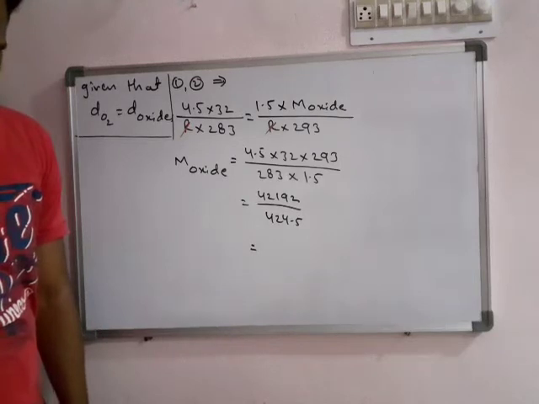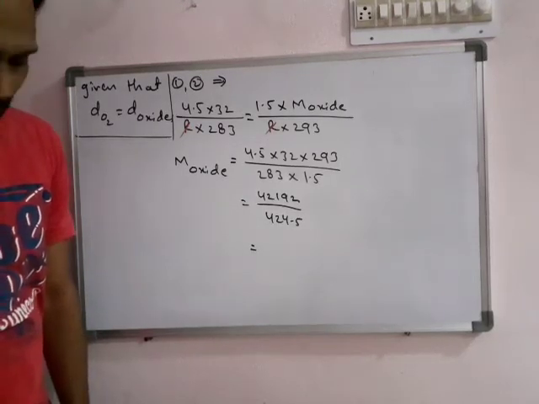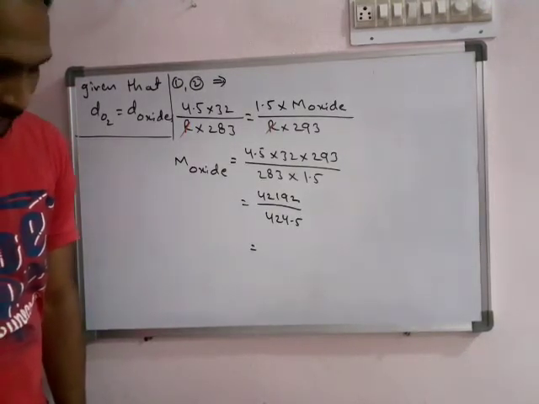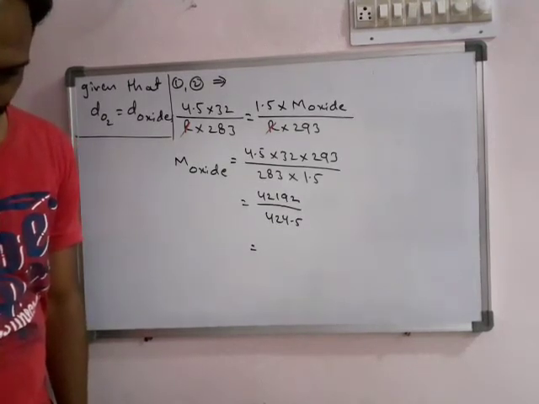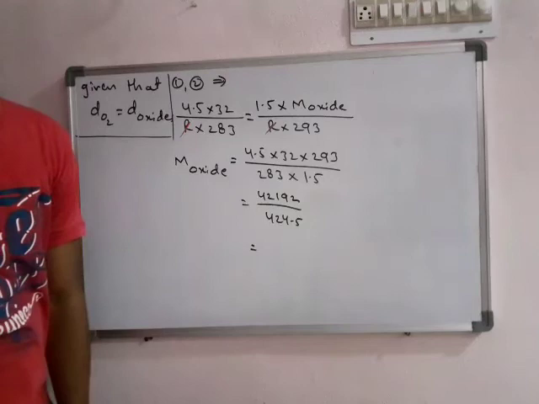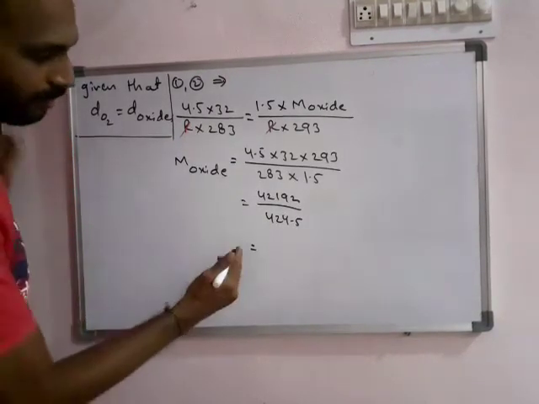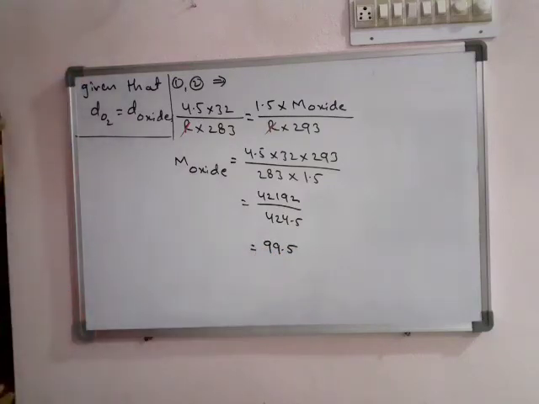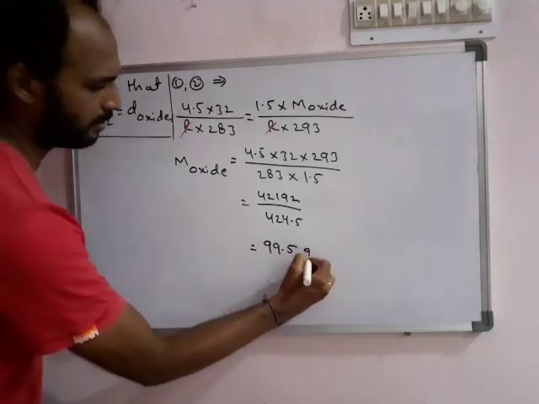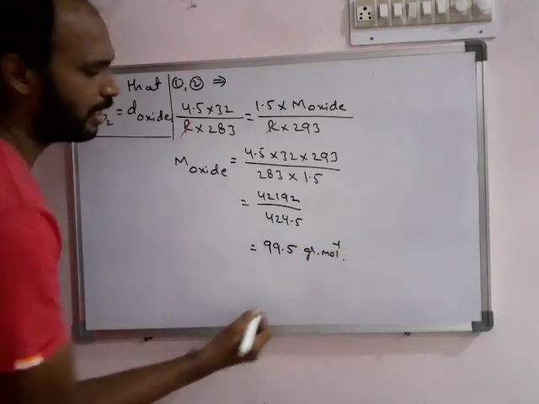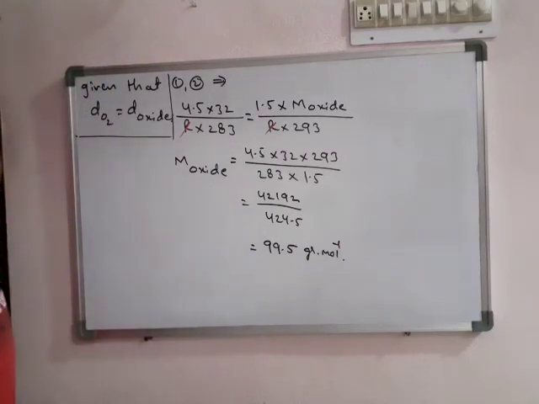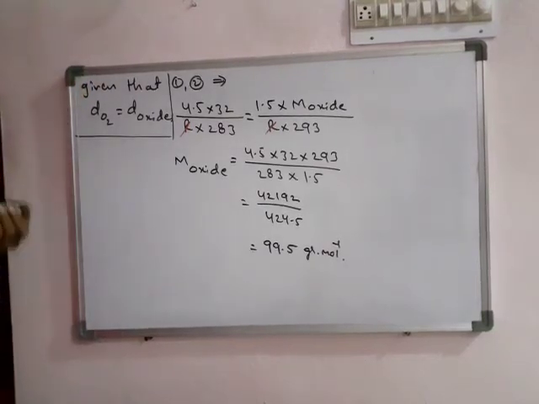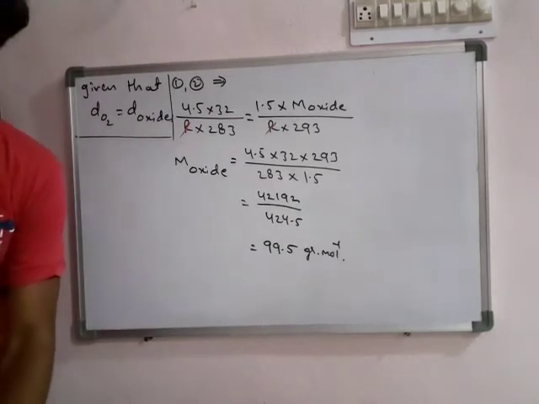The calculations are very important. Here we are doing the calculations first with the help of a calculator, but in any exam calculators are not allowed, so it is compulsory to practice the calculations. Here you will get 99.5. Molar mass, in grams per mole, means the mass of a substance or a compound per mole.